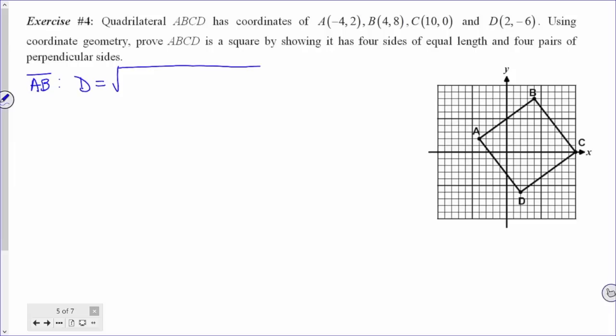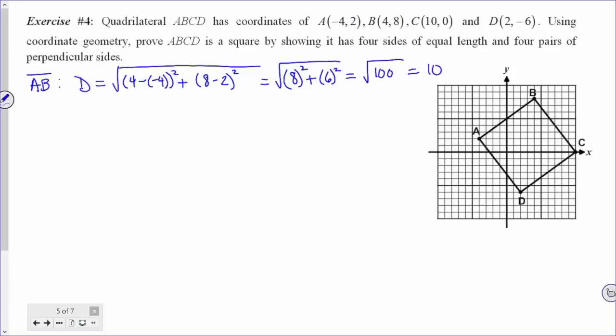And remember, the distance formula says we're going to take x2 minus x1, 4 minus negative 4, square that. It's the Pythagorean theorem, right? Then we're going to do 8 minus 2 squared. 4 minus negative 4 is 8 squared. And then I've got 6 squared. Add those two together, I get the square root of 100, and that's 10.